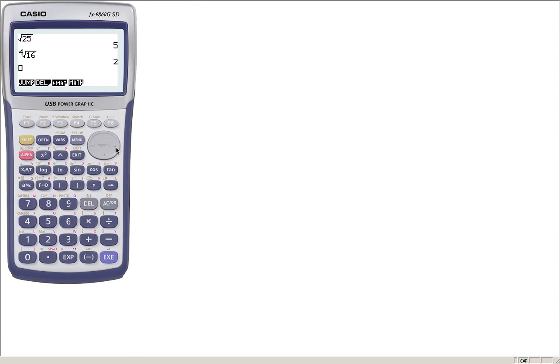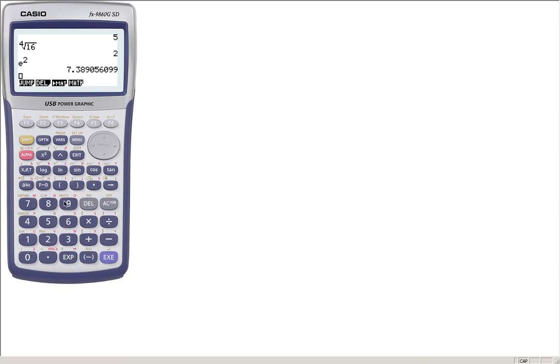The answer is 2, right? Okay, in case we want to find, let us say, e squared, what is the value of e power 2? You can see e power x is above this ln key. So shift ln and then type 2, and then this is the answer. Fine. Let us see any other options.